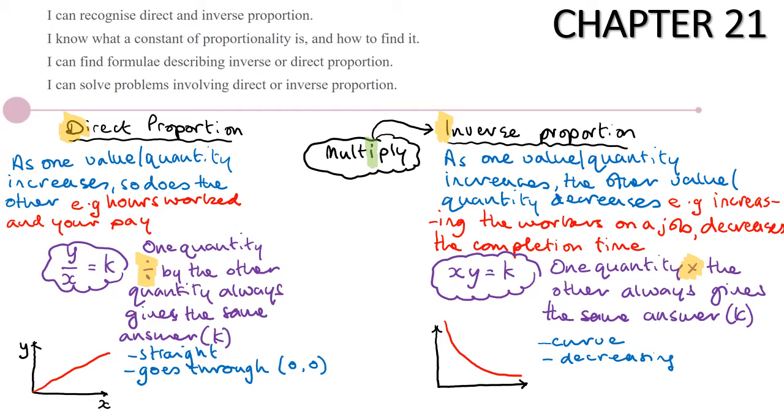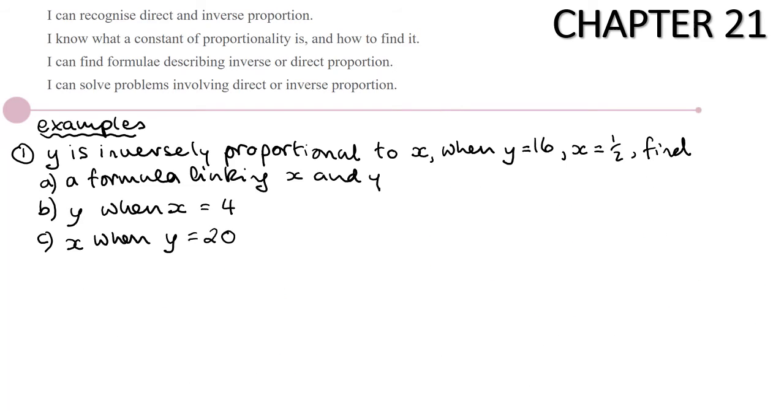Okay, let's get into some examples. It says here y is inversely proportional to x. So it's inverse proportion here, that's important. It says when y is 16, x equals a half. And we've got 3 parts to the question. So let's start with part A.